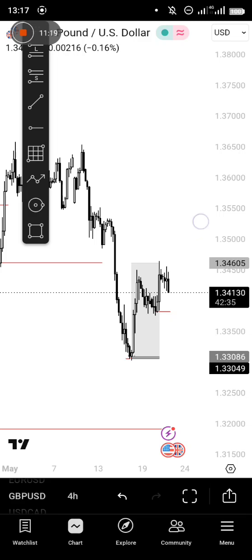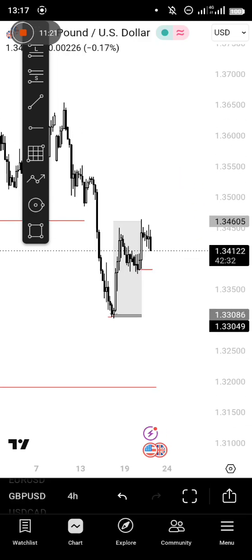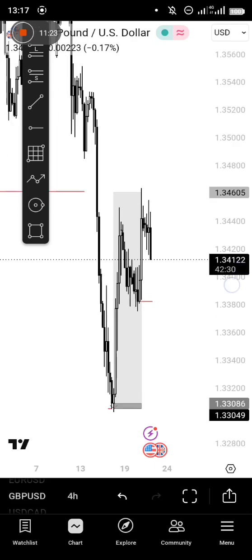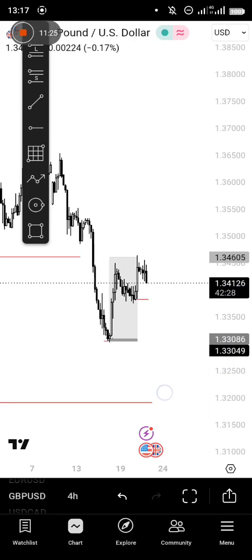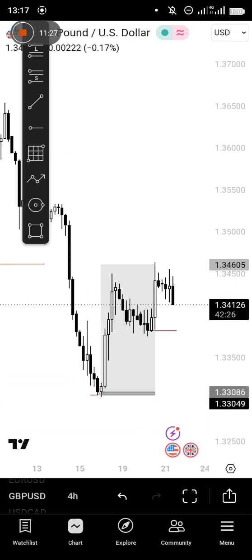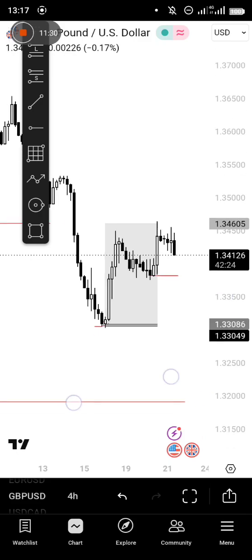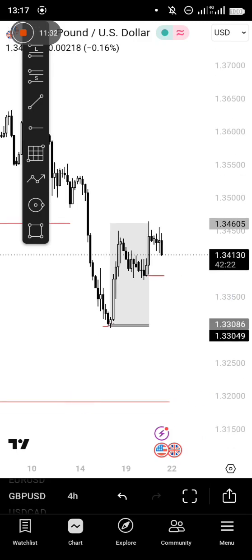So this was a trade I actually missed. If I was awake, I would have taken this trade. So this is just it for now. I am waiting for the market to actually come to me, so that's another key again in this trading journey.